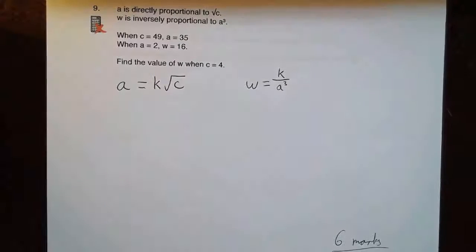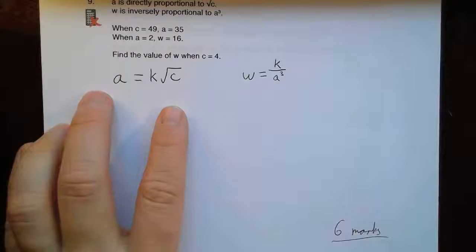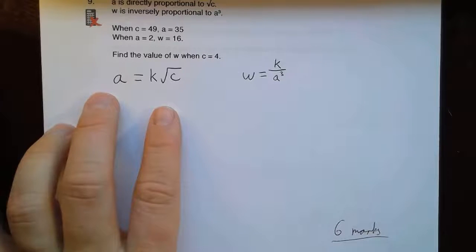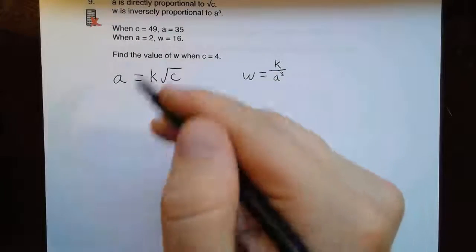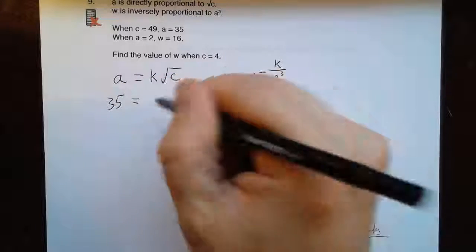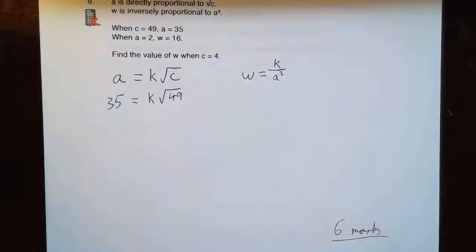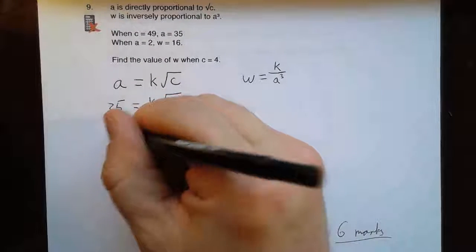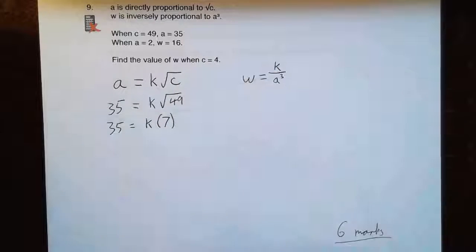Right, where can I start? Well, I've got a C and an A here, so I can substitute those in here, and we'll see what we get. I should be able to work out what k is, just as we've done before. So 35, that's A, equals k times the square root of 49. So 35 equals k times 7, or 7k.